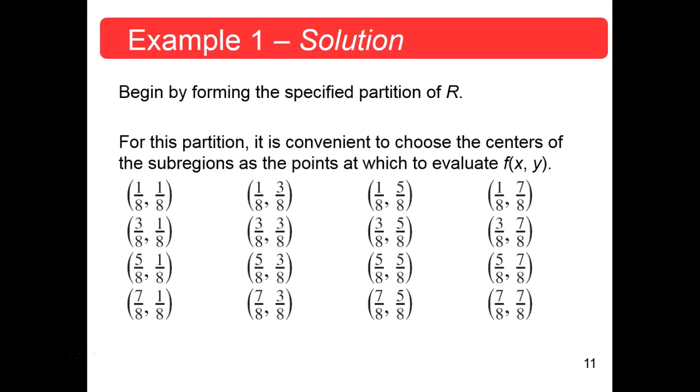Everything is going up in one dimension or the other by a quarter. So 1/8, 3/8, 5/8, 7/8. Those are all the same. When you get to the second row, the 3/8 here, 1/8, 3/8. So that gives you your entire grid. The last one out here would be 7/8, 7/8, because you're in the center of that square. Now you start plugging these numbers in for your x and your y in that original function.